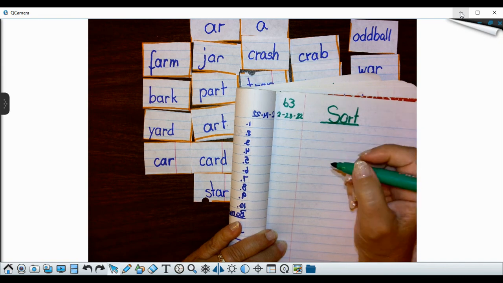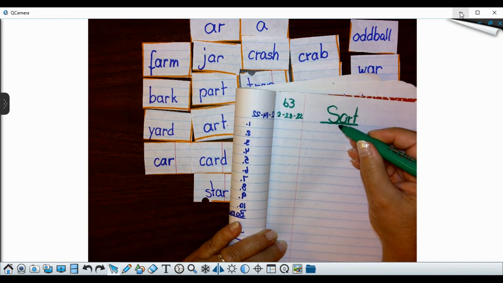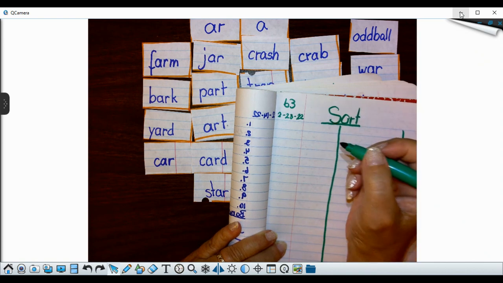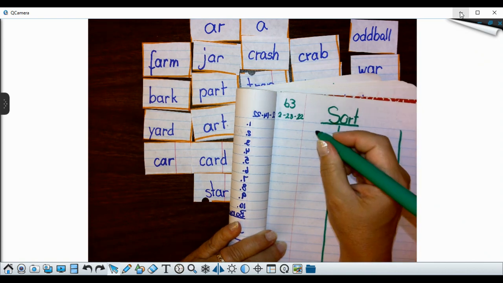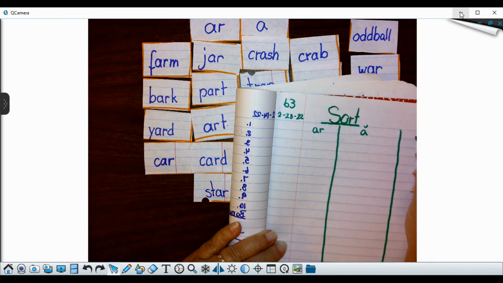Now I'm going to go ahead and make my 3 columns. I'm going to put a line right after the S. And I'm going to put a line right here. Remember to make your line as straight as possible, but it does not have to be perfect. My first category, my first header is AR. Then I have the short A, and I'm going to put my little hook on top. And in the corner, I have my oddball.